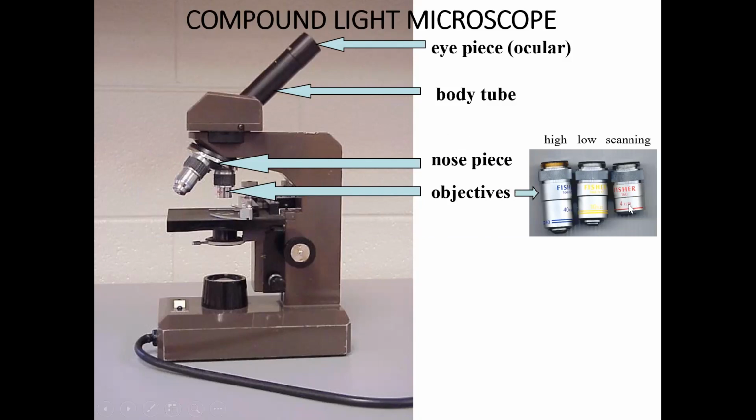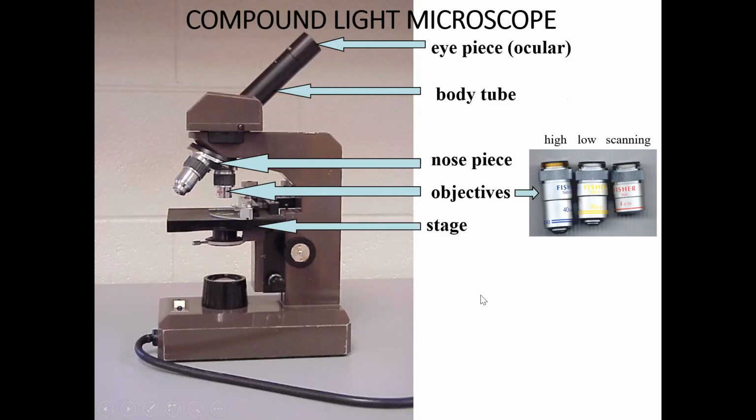So the scanning power is 4x. The low power is 10x, and the high power is 40x. And if you combine the magnification of the objective with the magnification of the ocular, you get your total strength. So 4x and 10x is going to give you a total magnification of 40. 10x and 10x gives you 100, and 10x and 40 gives you 400.